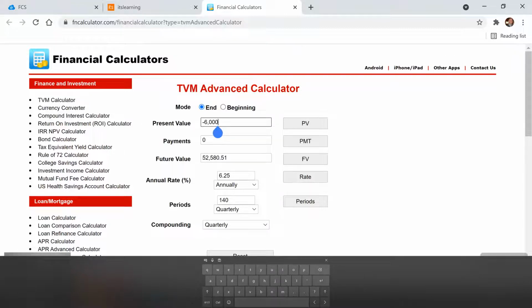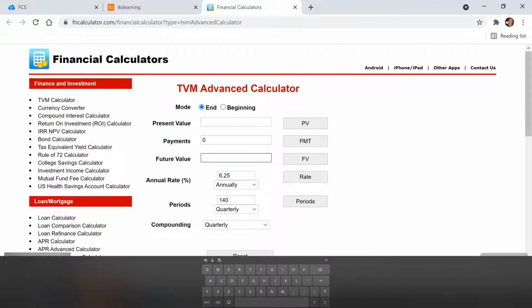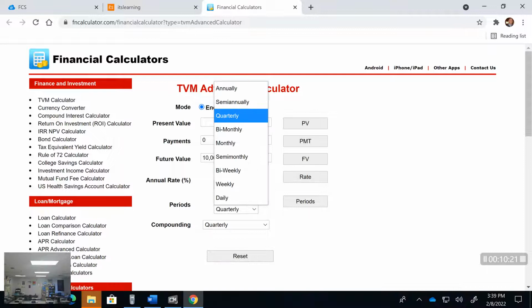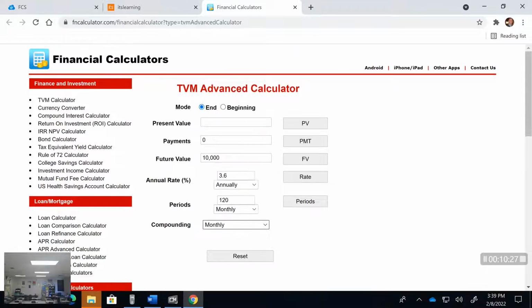Again, another option would be to utilize this, where we don't know the present value, so we're going to get rid of that. We know that we would like the future value to be $10,000, so we put that in there. And the annual rate is 3.6, which obviously you want that rate to be as high as possible when you're making money. This one is now back to monthly, and we are 120. So let's move this back to monthly, and we'd like to know the present value, so 6,980.52.